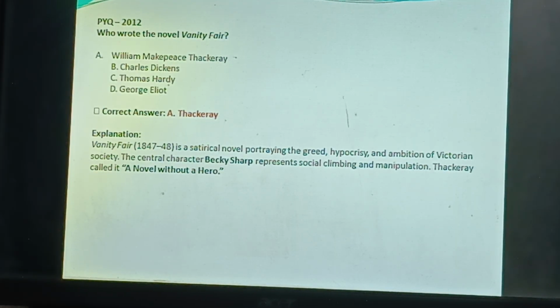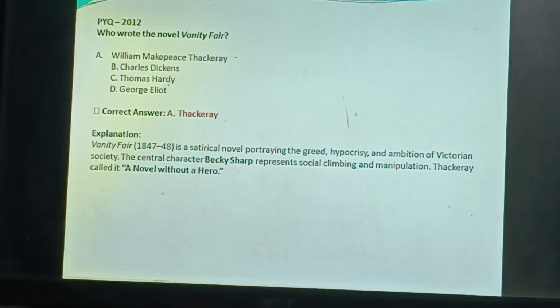William Makepeace Thackeray, B. Charles Dickens, C. Thomas Hardy's, D. George Eliot. So the correct answer is Thackeray's Vanity Fair, 1847 to 48.